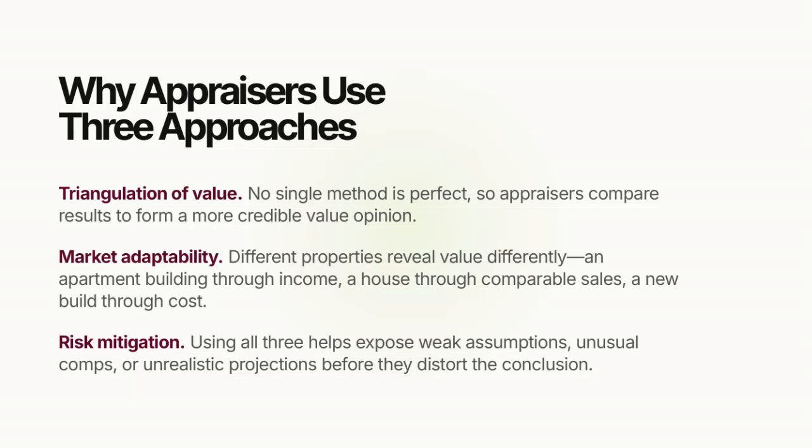When appraisers determine property value, they rely on three different approaches because no single method is flawless. This is known as a triangulation of value. By comparing results from each approach, appraisers can arrive at a more reliable and credible opinion of value. Properties vary greatly, so each one reveals its value differently. For example, an apartment building is best valued through the income it generates. A house is often assessed by looking at comparable sales, and a new construction is typically analyzed through its cost.